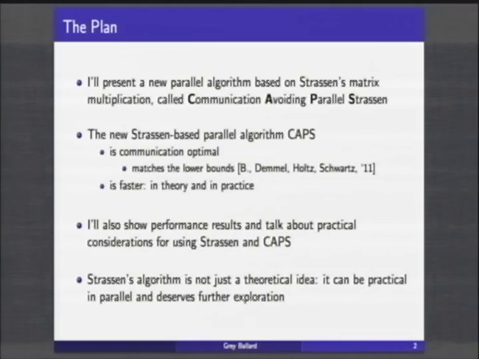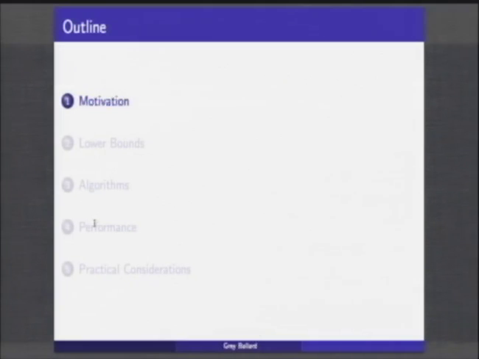I'll also talk about some practical considerations for using Strassen and our parallel version of it. I hope by the end I'll convince you that Strassen's algorithm is not just a theoretical idea, something you learn in your first theory class. It's a practical idea, particularly in parallel. I hope this work will be a start to further exploration into tuning the algorithm, making it robust, eventually getting to a library implementation.